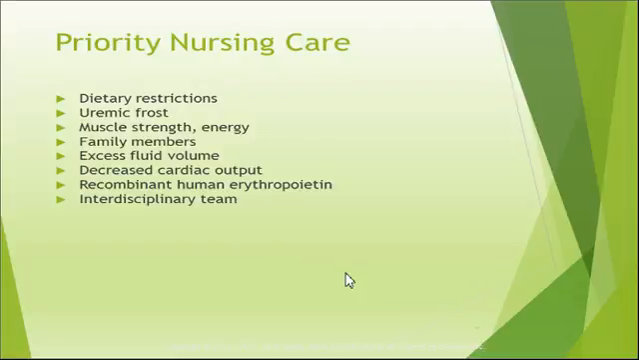Priority nursing care, as I just discussed, includes dietary restrictions, specifically protein. Evaluating their muscle strength and energy, making sure they have a good family support system. If they have edema or they're fluid overloaded, of course, we need to restrict their fluids. Decreased cardiac output: these patients need to be resting to decrease the work on the cardiac system itself.